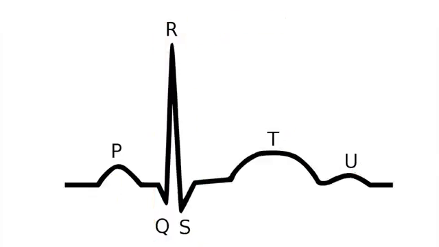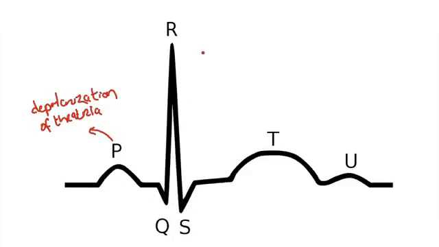So the P wave. We've looked at how the SA node generates the signal, and then that signal spreads to the muscle cells in the atria. And what this P wave shows us is the depolarization of the atria. Okay, so when the atria depolarizes, we see this peak.